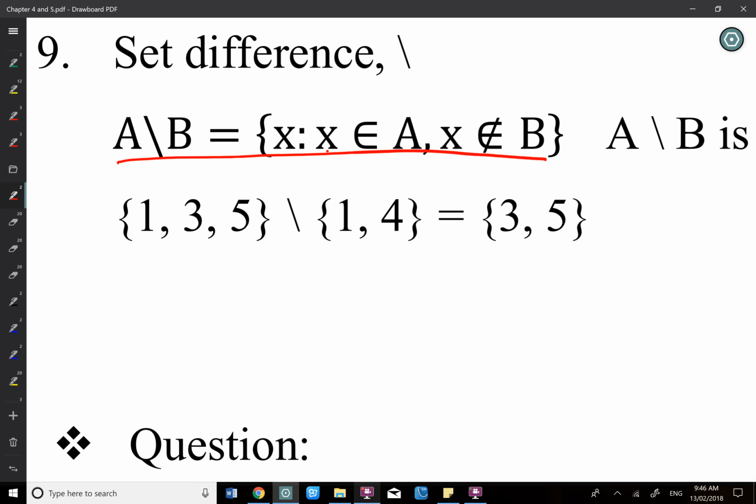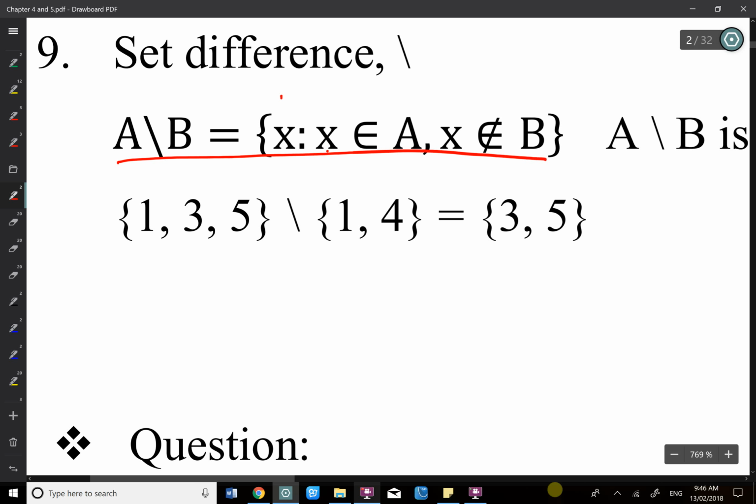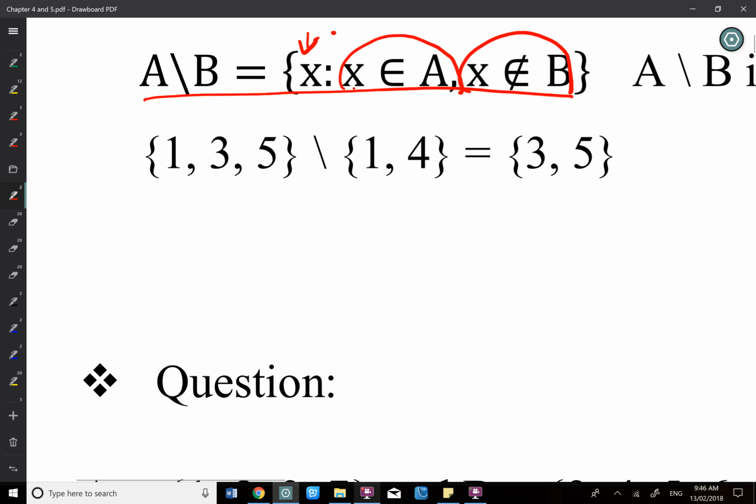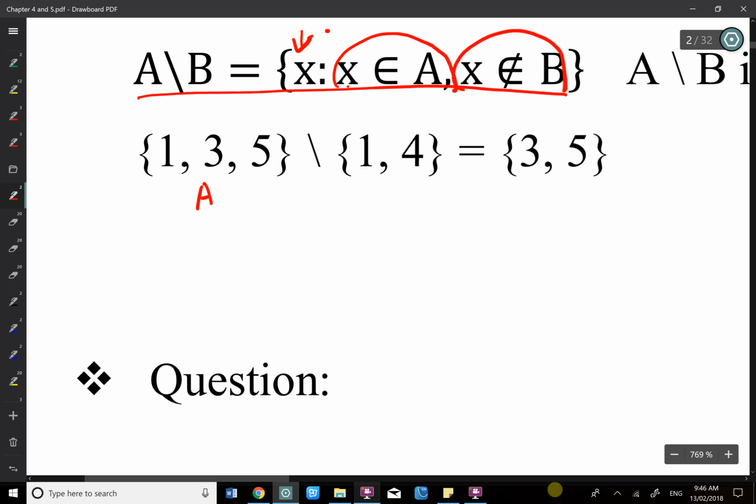It's very straightforward. It's a collection of X such that X belongs to A. X is an element of A, but X is not an element of B. So X will be in A, but not in B. So you find elements that belong to A, it's a member of A, but it's not a member of B. So that's a set difference A slash B, in A but not in B.